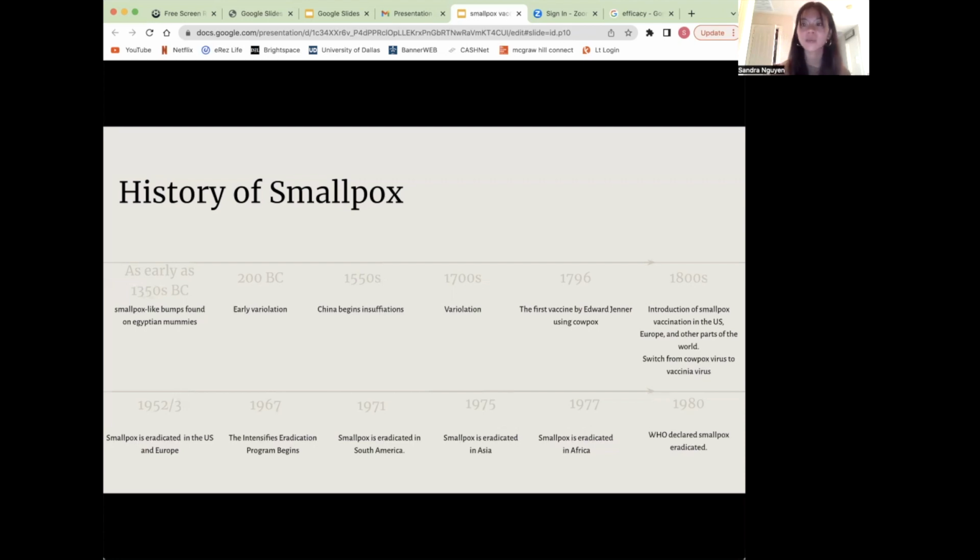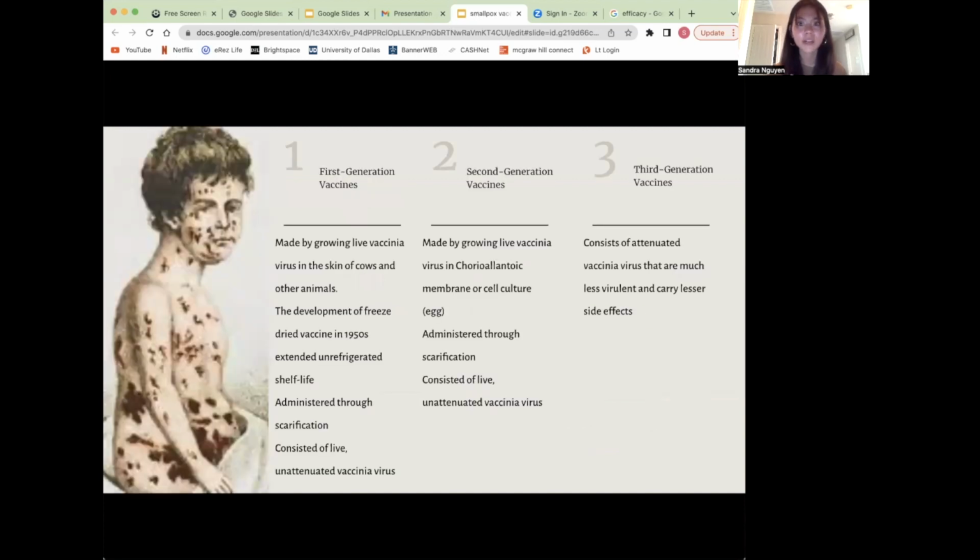First in Europe and the US, and ending with the eradication of smallpox in Africa. Then in the 1980s, the World Health Organization declared smallpox eradicated globally, and this was the first of 2 to be declared eradicated, about 30 years before Rinderpest in 2011. So the eradication of smallpox is considered to be the greatest public health success story in history, which is pretty cool. Very cool.